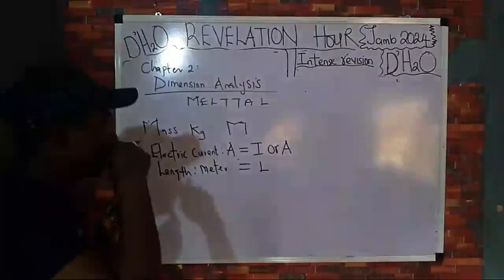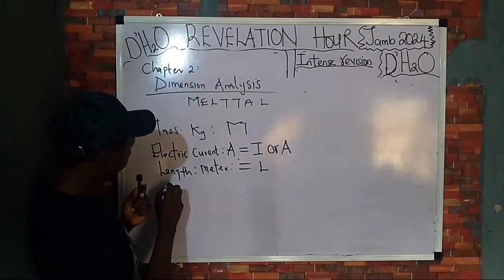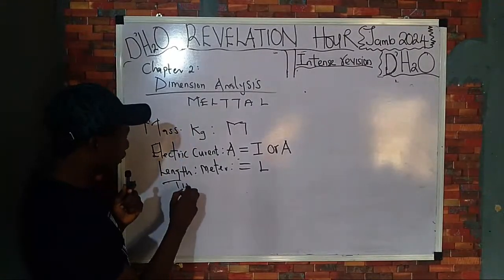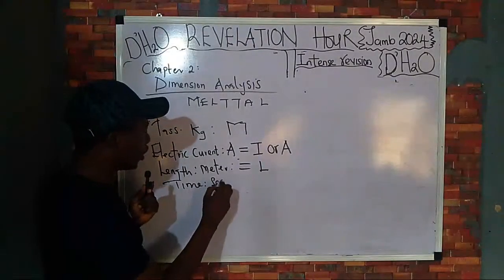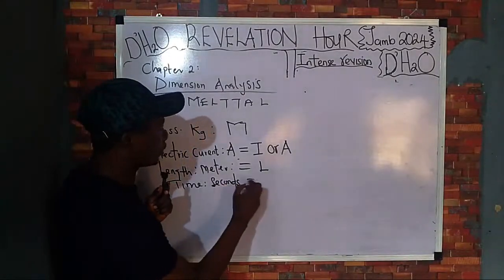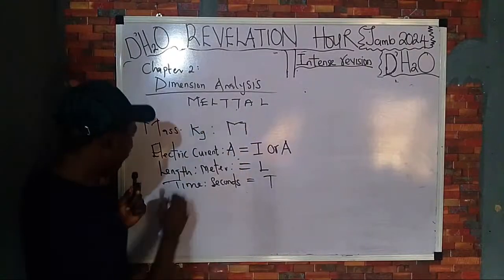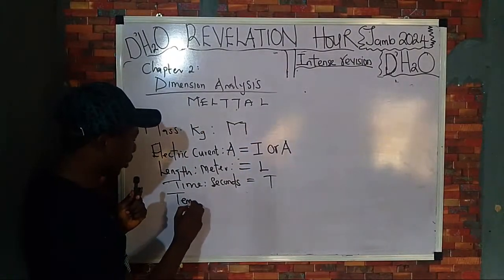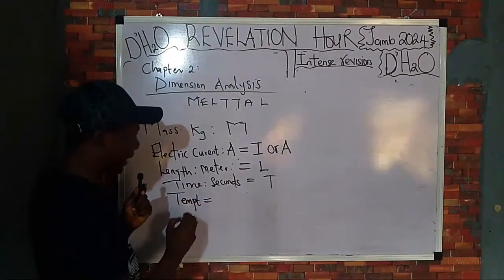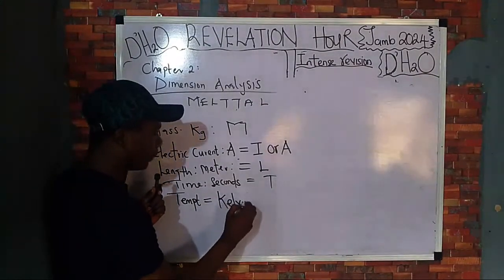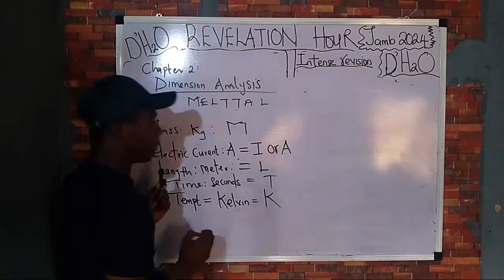So now let's continue. Your mass, length. Let's talk about time. Your time is measured in what? In seconds. The dimension is T. Now, if we have this, remember the other T means what? Temperature. And temperature is measured in Kelvin, so the dimension is K.